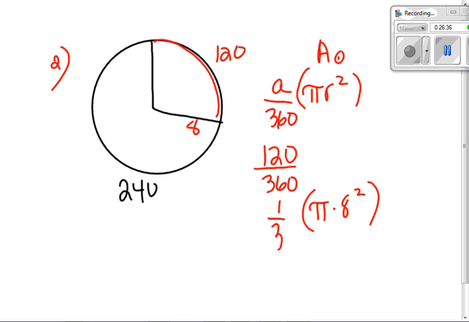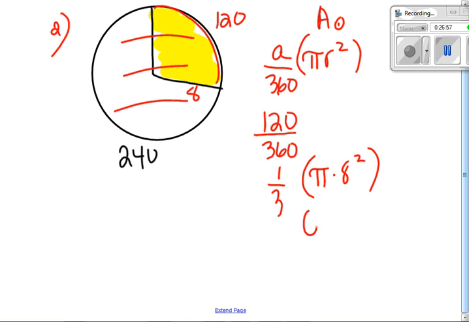The whole circle is 64 pi. I don't want all of that 64 pi. I just want this part. So you have to share this pi. You only get a third, Cole. You don't get the whole thing. How do you do it? Easy. 64 pi over 3.